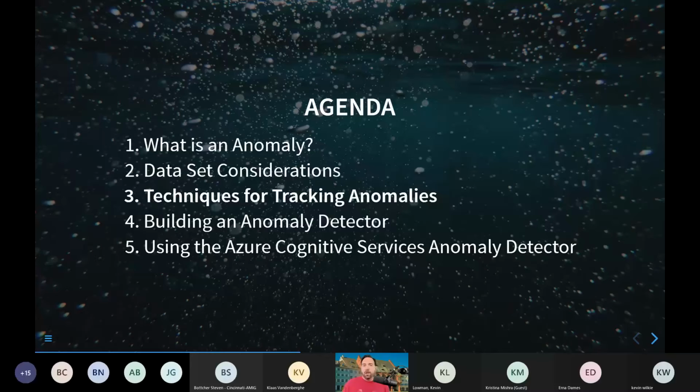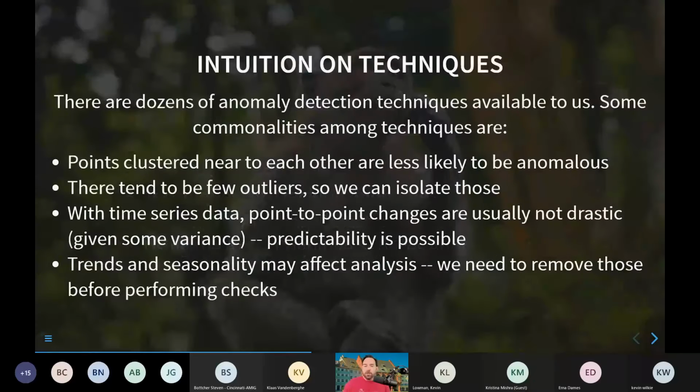So let's talk now about some statistical techniques that we can use to track anomalies. We've talked technical definitions. We have some feeling of what an anomaly is, but how do we calculate that? Well, there are literally dozens of techniques. There are entire books on this. I've read entire books on this. I've got another one that I'm currently reading through. There's a story behind that, but we'll talk about it some other day.